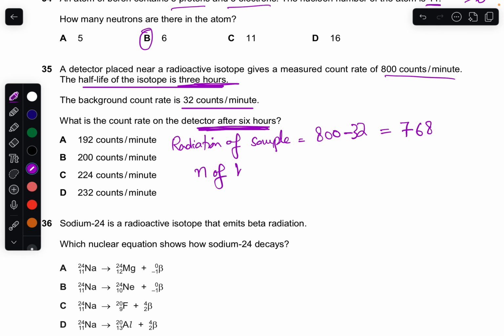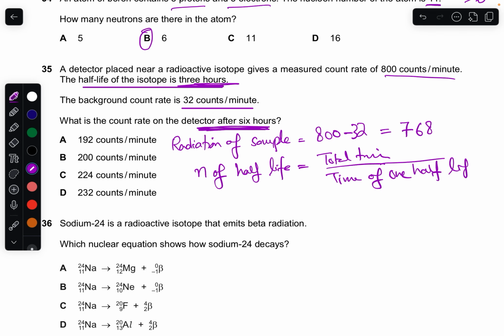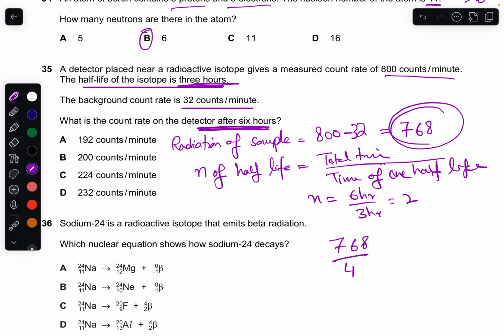So the number of half-lives you have to keep in mind. Number of half-lives you have to find is total time divided by the time of one half-life. Okay, so this relation you have to keep in mind. So n equals the total time, 6 hours, divided by 3 hours. This will give you 2. So 2 half-lives have passed. So for 2 half-lives, this radiation 768 will be divided by 4.